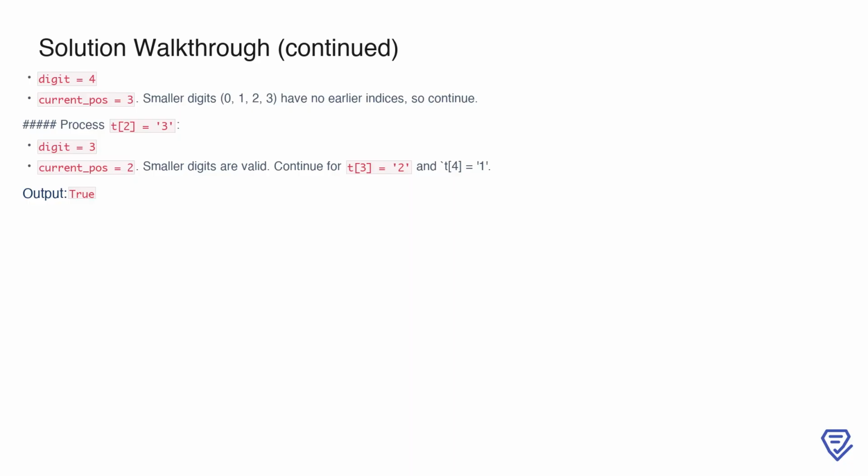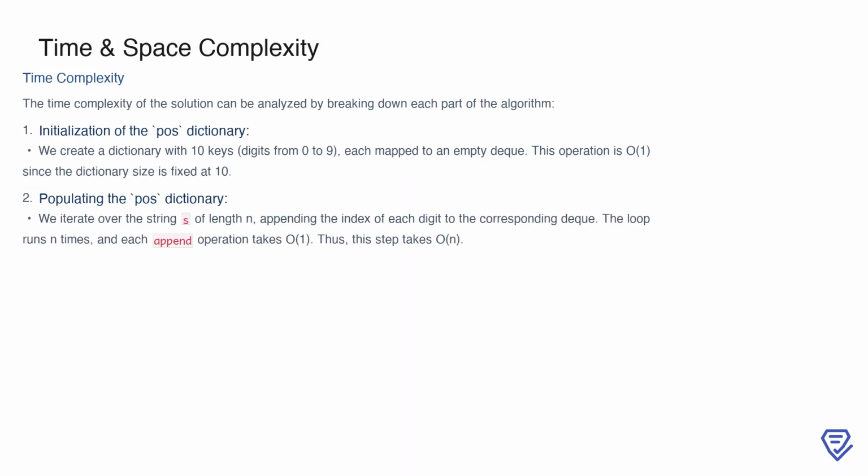To analyze the time complexity of this solution, we start by breaking down the key components of the algorithm. First, during the initialization phase, we create a dictionary called POS that maps each digit from 0 to 9 to an empty deque. Since the size of the dictionary is fixed at 10 keys, this initialization step has a constant time complexity of O(1). Next, we populate the POS dictionary by iterating over the string S, which has a length of n.